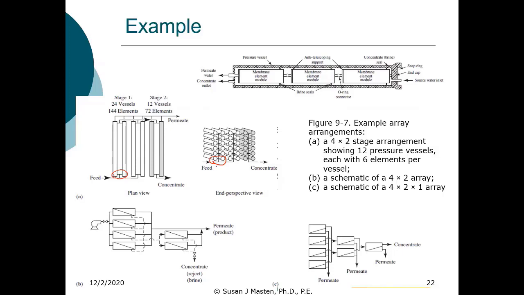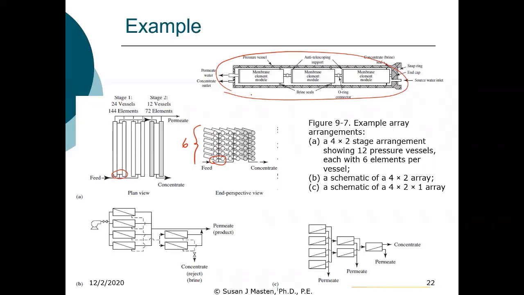So what you see is basically there's 4 banks of membranes. We have six membrane vessels. So each one of these units here, or you can see it here, is known as a pressure vessel. And in the pressure vessel are your membrane elements. So the way this is set up is this is referred to as a 4x2 stage arrangement. So we have 4 banks, 1, 2, 3, 4 banks of membranes.